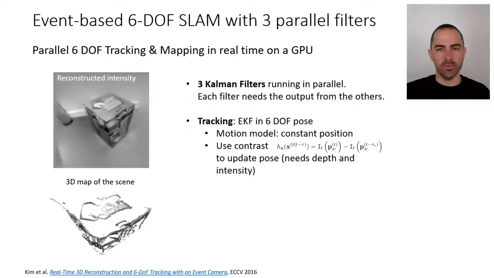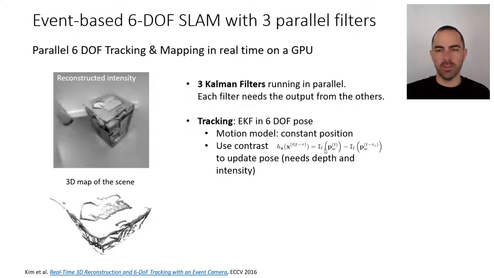Each filter needs the output from the other one. Now there are three, right? Tracking, which is basically now doing a sixth of estimation of the camera pose using an extended Kalman filter. For the motion model, they use a constant position model, and they use the intensities reconstructed to kind of make a prediction of the contrast and compare it to the value that it should have to update the pose.